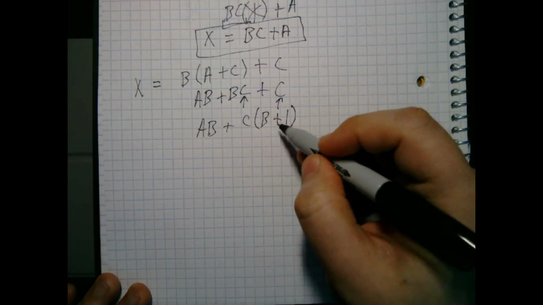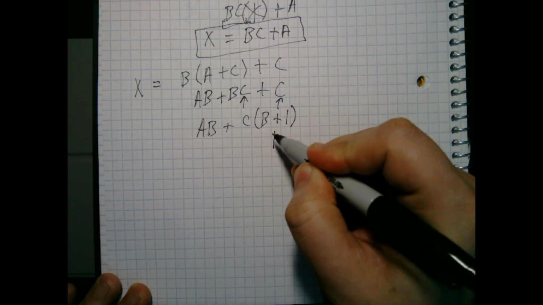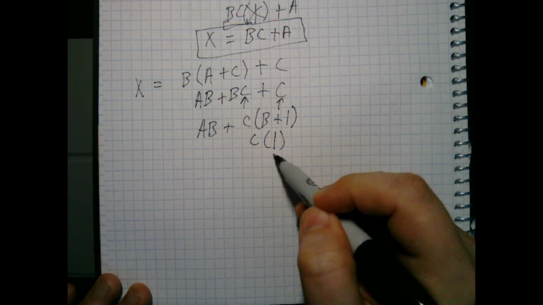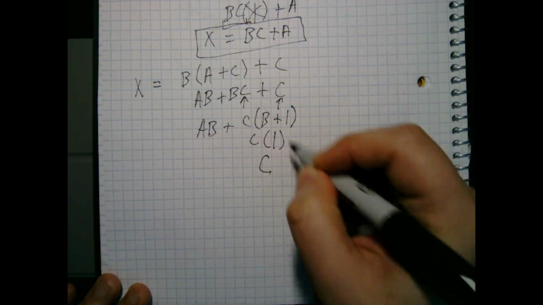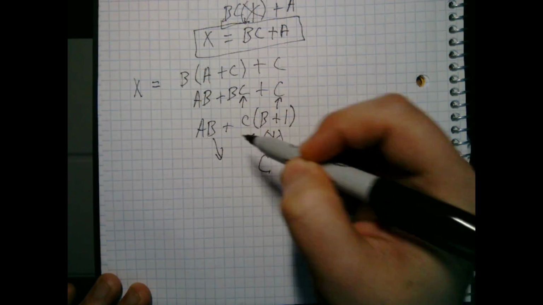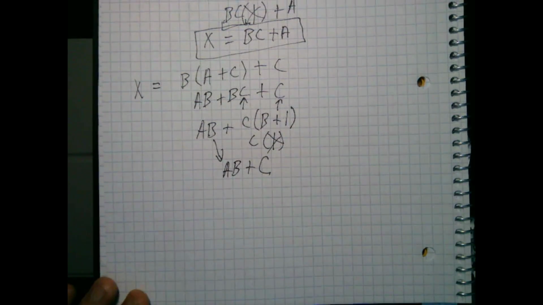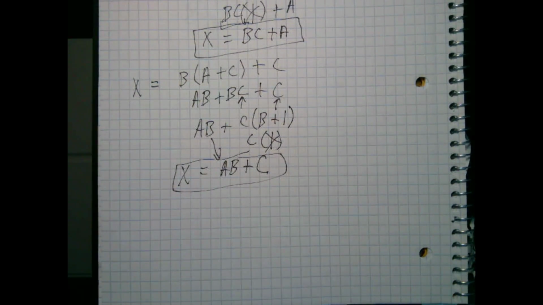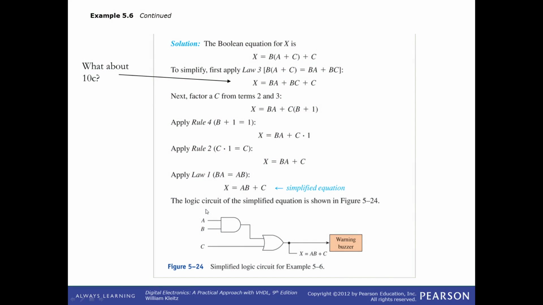I see a 1 there, so anything ORed with a 1 is always 1. And then, of course, anything ANDed with a 1 is always just itself. So that 1 is gone. So now we're left with C, but remember to bring down this AB that we forgot about over here. And that is our equation: X equals AB ORed with C. And that's what this slide is showing, and then there's the diagram at the bottom.